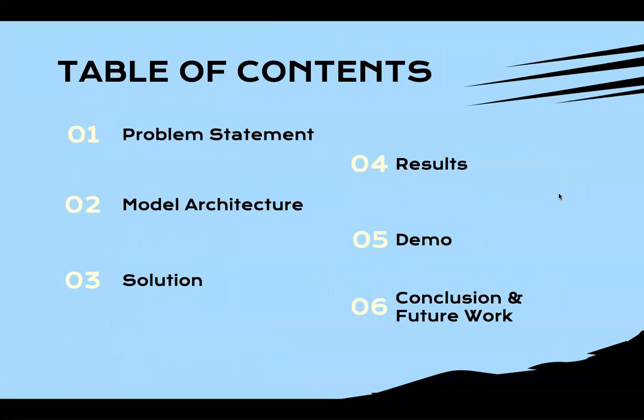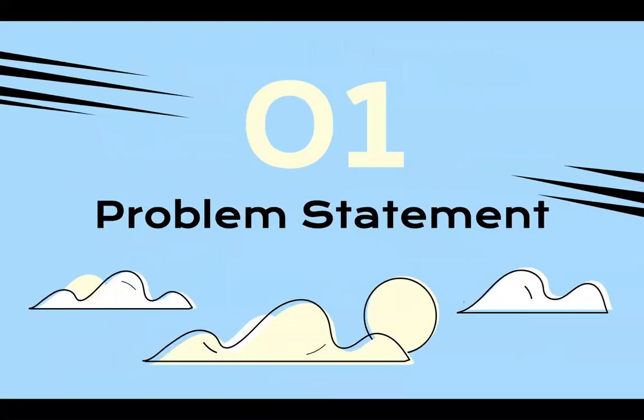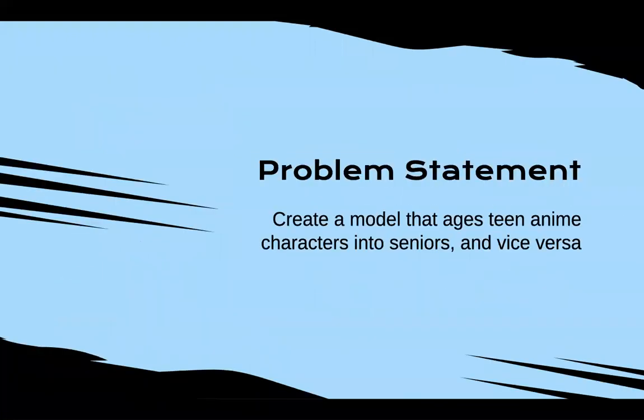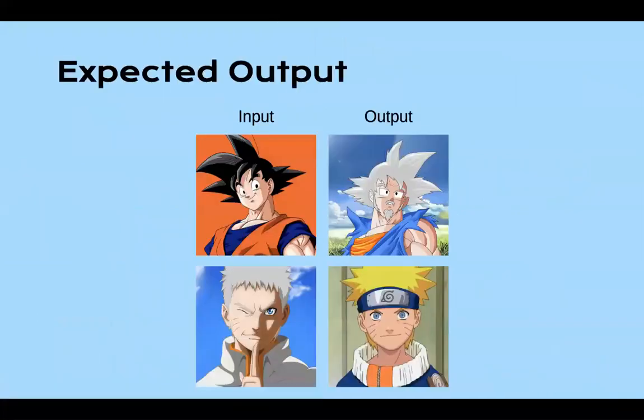This is the table of contents. First, we're going to start with the problem statement. Our problem is that we want to create a model that ages and de-ages anime characters from seniors to teens and vice versa. As you can see, this is the expected input and output.